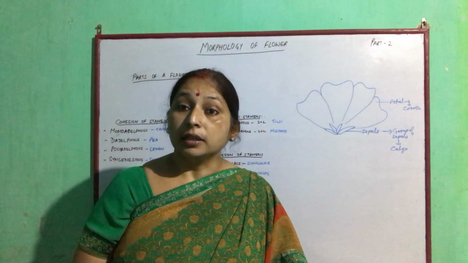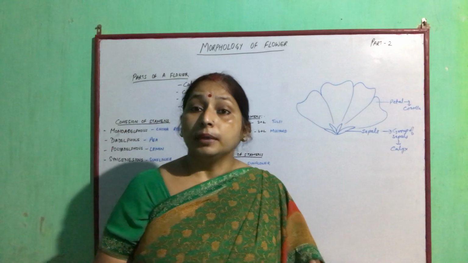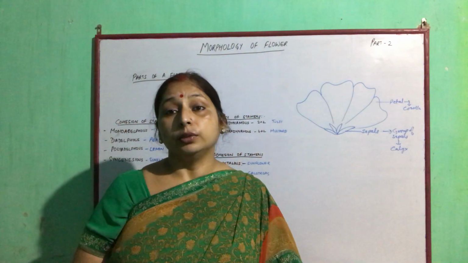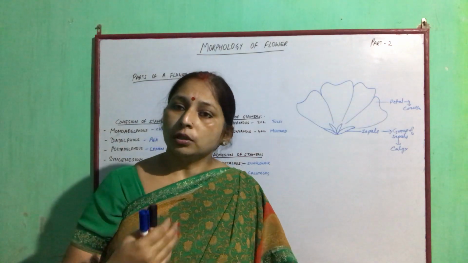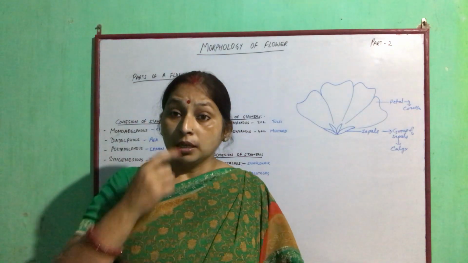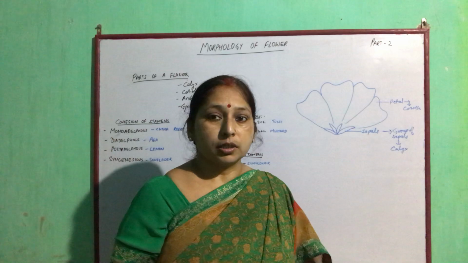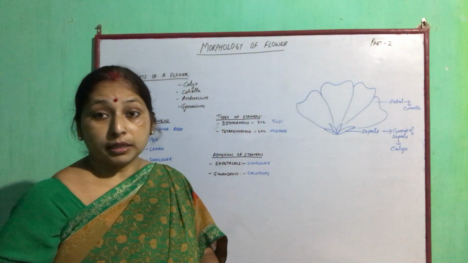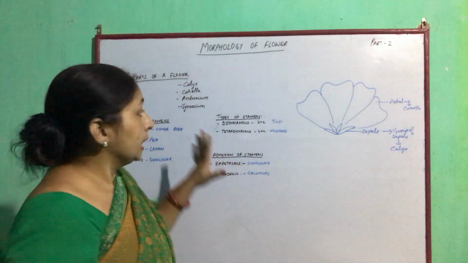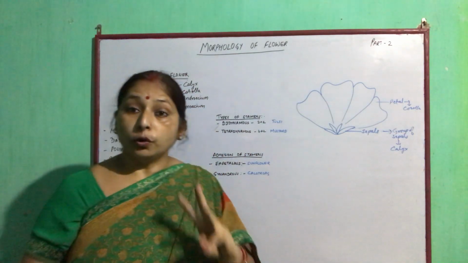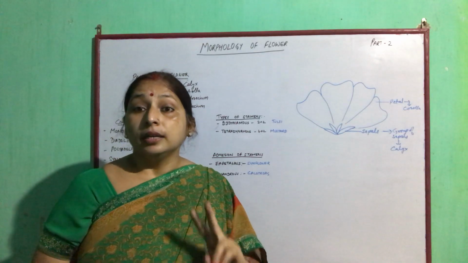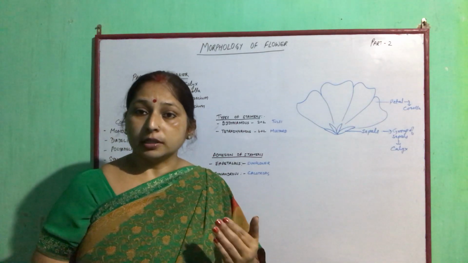In the viva there may not be questions, but the examiner may ask you a few terms related to the flower, so you must know these technical terms. Let's start with the first part, which is the parts of a flower. Each flower has 4 whorls. Out of these 4 whorls, 2 are essential and 2 are non-essential.